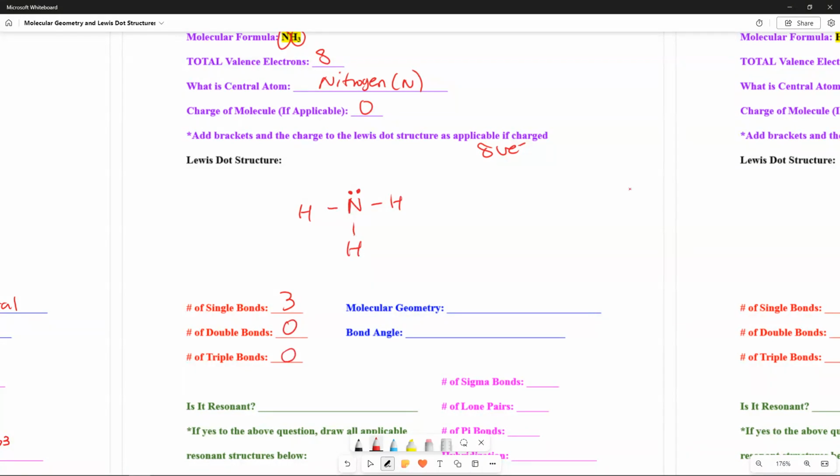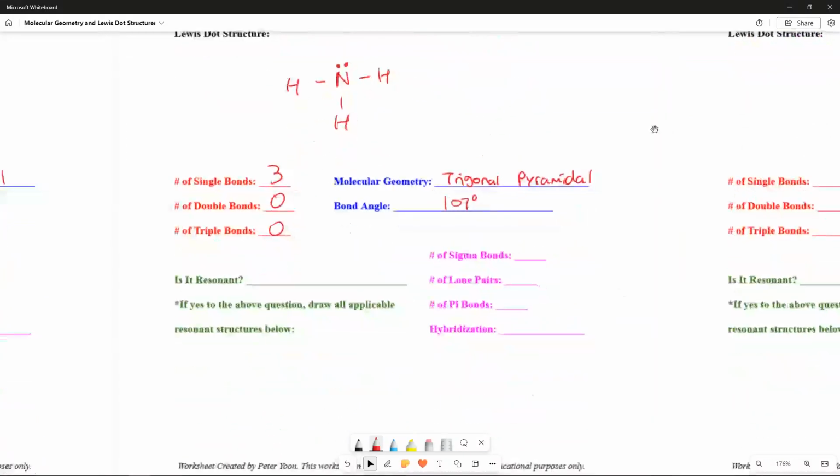The molecular geometry for NH3 with 1 lone pair is trigonal pyramidal. Trigonal pyramidal. Alright, and for trigonal pyramidal, the angle is 107 degrees. Once again, that blue part's all memory. The number of sigma bonds, we're going to have 1, 2, 3, because they're all single bonds. 1 lone pair on the central atom nitrogen, and no pi bonds because they're all single bonds.